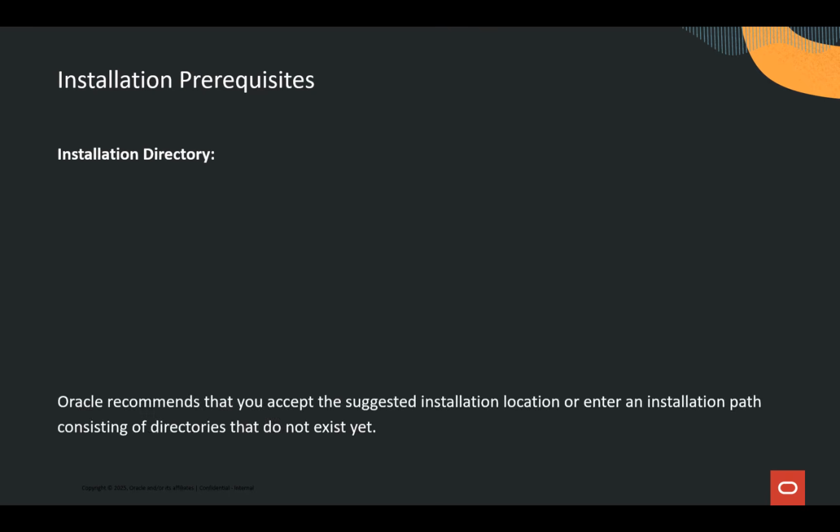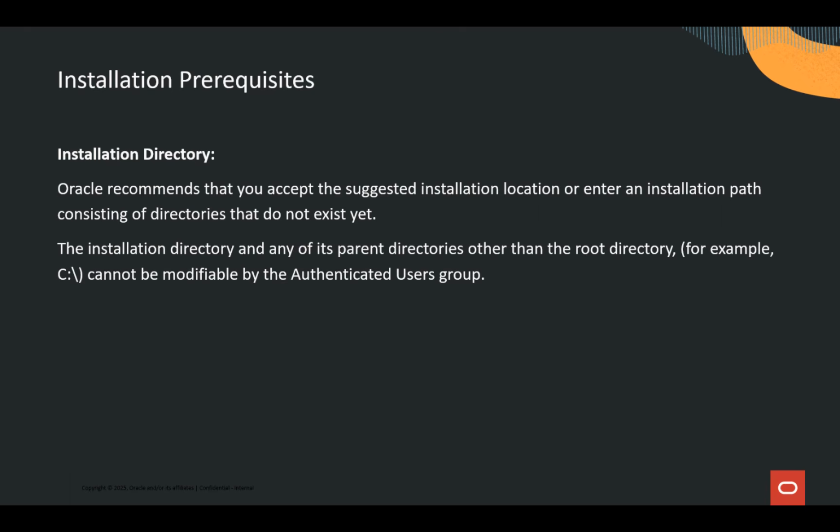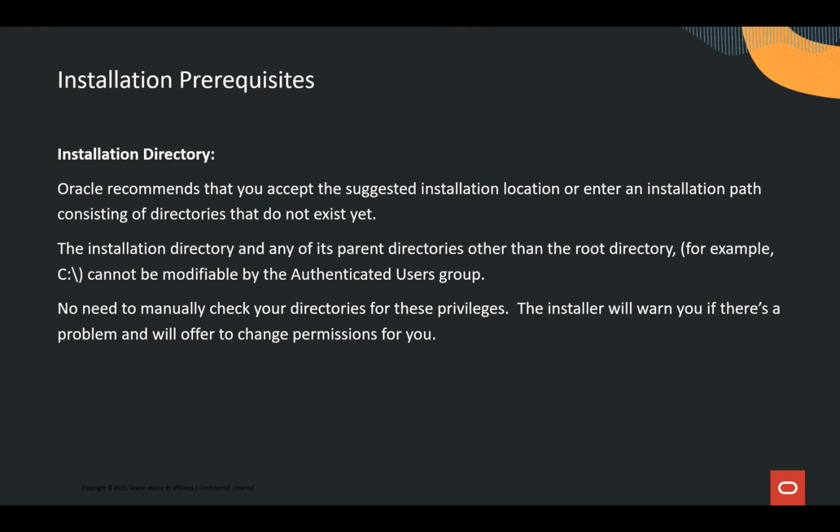Also, with regards to the installation directory, Oracle recommends that you accept the suggested installation location or enter an installation path consisting of directories that do not exist yet. The installation directory and any of its parent directories other than the root directory, such as C:\, cannot be modifiable by the authenticated users group. Now, there's no need for you to manually check your directories for these privileges. The installer will warn you if there's a problem and will offer to change the permissions for you.